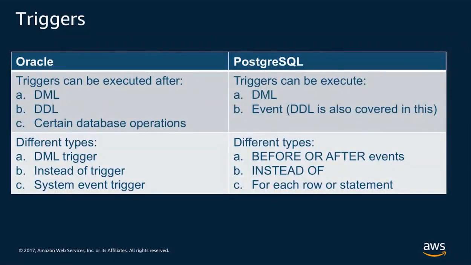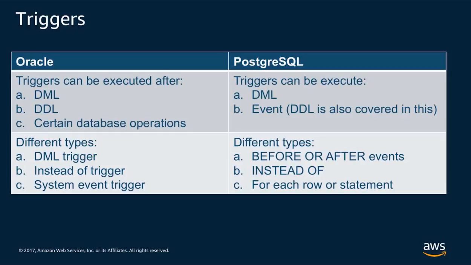So let's move on and talk about triggers. Triggers are kind of similar in Oracle and Postgres. It's just that the implementation is a bit different. You have different kinds of triggers in Oracle, like DDL, DML, and triggers on certain database operations. In Postgres, it's just two, but the second one is called event, which is collectively used for the triggers based on database operations and DDL in itself.